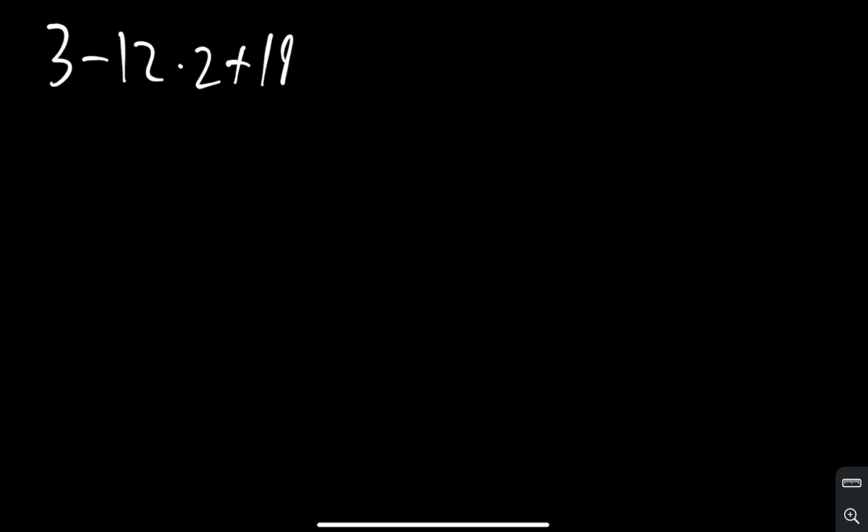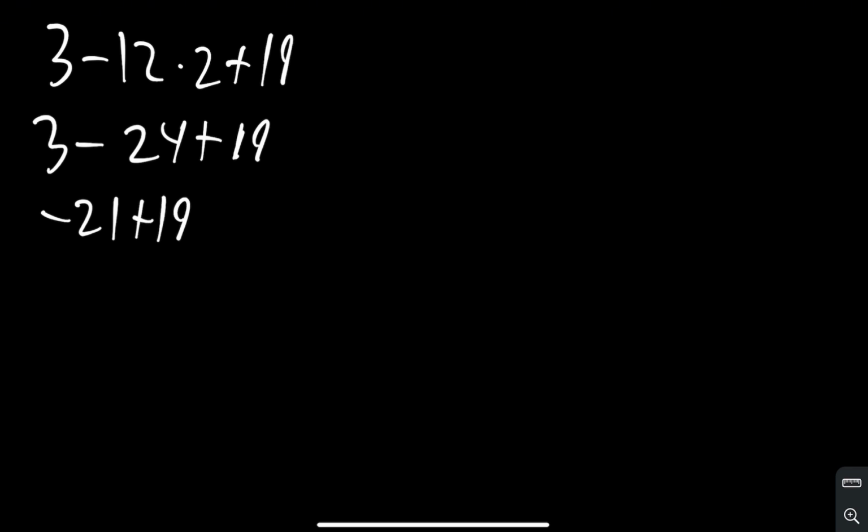So for this problem, we have no set of parentheses. So we move to our exponents. We have no exponents, so we move to multiplication and/or division. And we do have multiplication, so we're going to carry the 3 minus 12 times 2, which is going to give you 24, and carry the plus 19. So now we're on addition and subtraction, where it doesn't matter what order you do, you're going to get it the same way. So it's going to be 3 minus 24, which is going to give you negative 21, and then plus 19. So the answer is going to be negative 2.